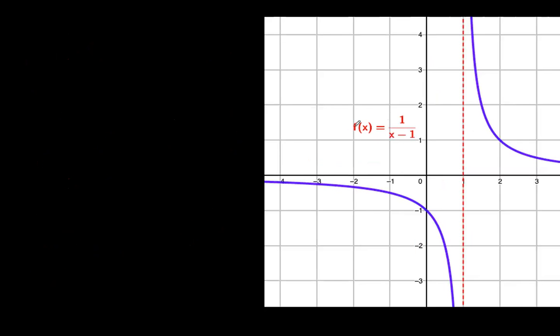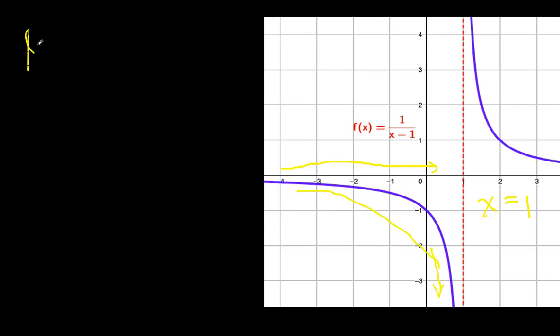Okay, so let's move on to the next graph. Here, let's talk about the function f of x, which is equal to 1 over x minus 1. We can also draw a vertical line here, x equals 1, and the graph again is divided into two parts. If we consider the values of x on the left side of 1, as x approaches 1 from the left, the graph is decreasing without bound.